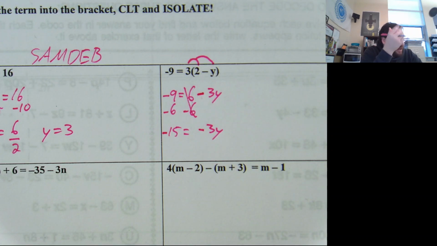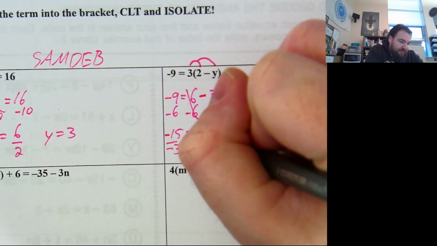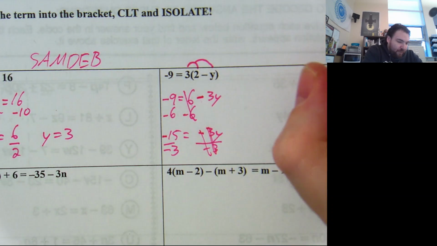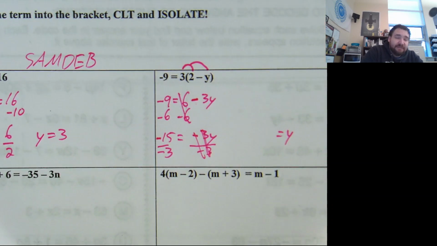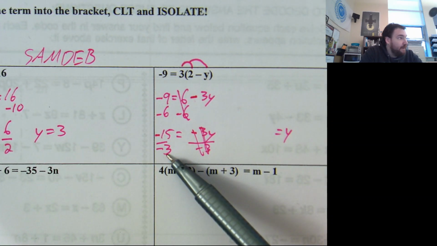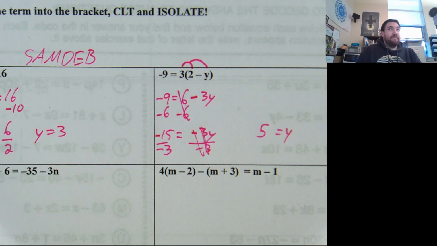They're multiplied. So to undo the multiplication, we divide by negative 3, divide by negative 3. Negative 3 divided by negative 3 is gone. We are left with y on that right-hand side. And then negative 15 divided by negative 3, positive 5, you betcha. And we're done.